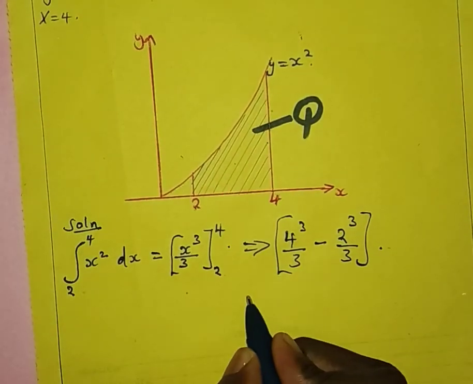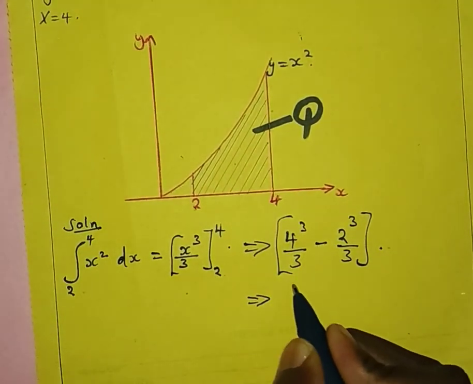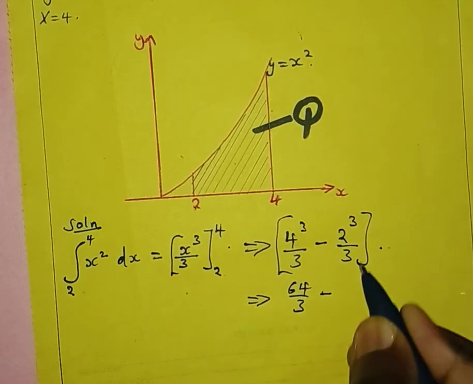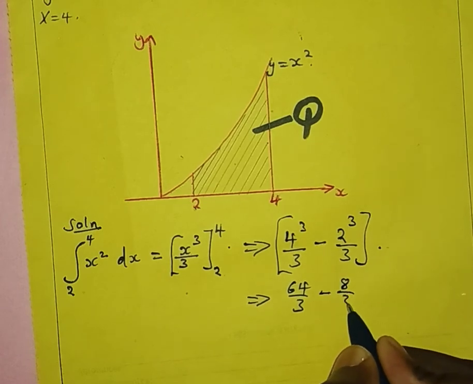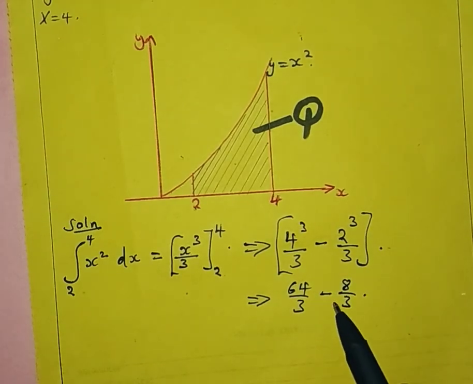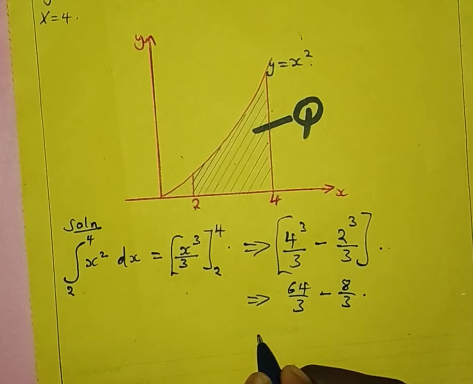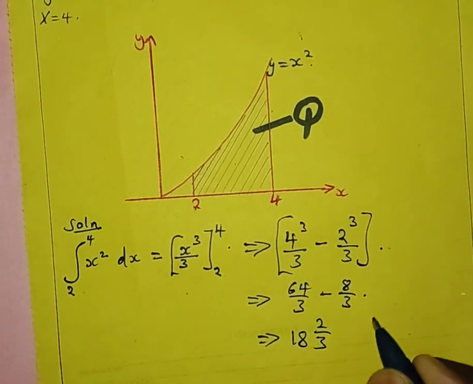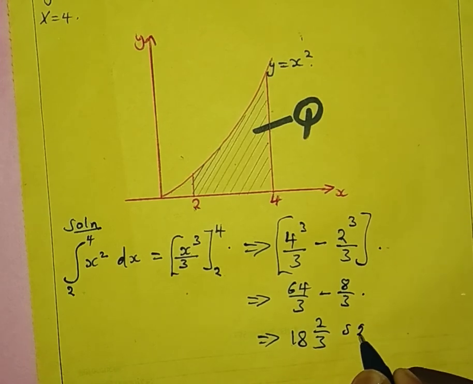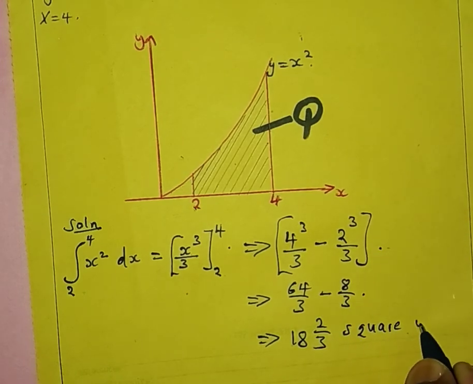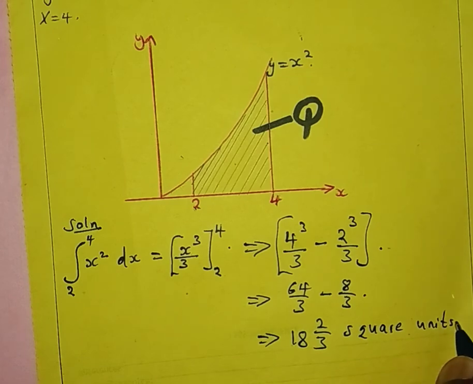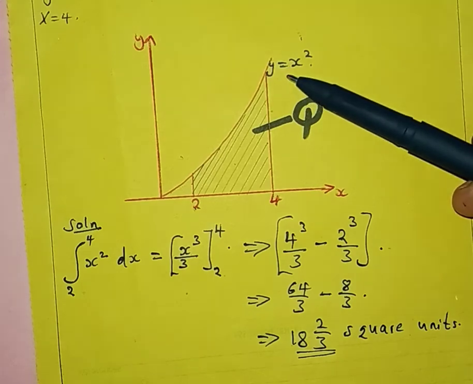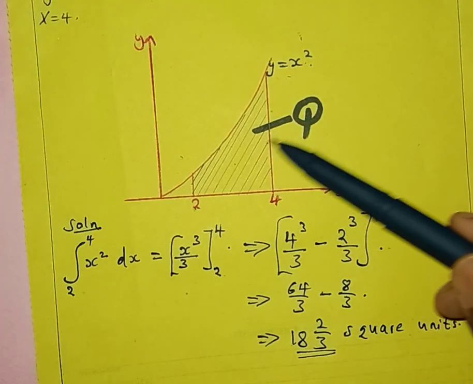So of course, when you solve further, we have 4 cubed is 64, so 64 over 3, minus 2 cubed is 8, over 3. So 64 over 3 minus 8 over 3, you will get 18 and 2 over 3 square units. So this is the area under the curve y equals x squared, the area of the shaded region Q.